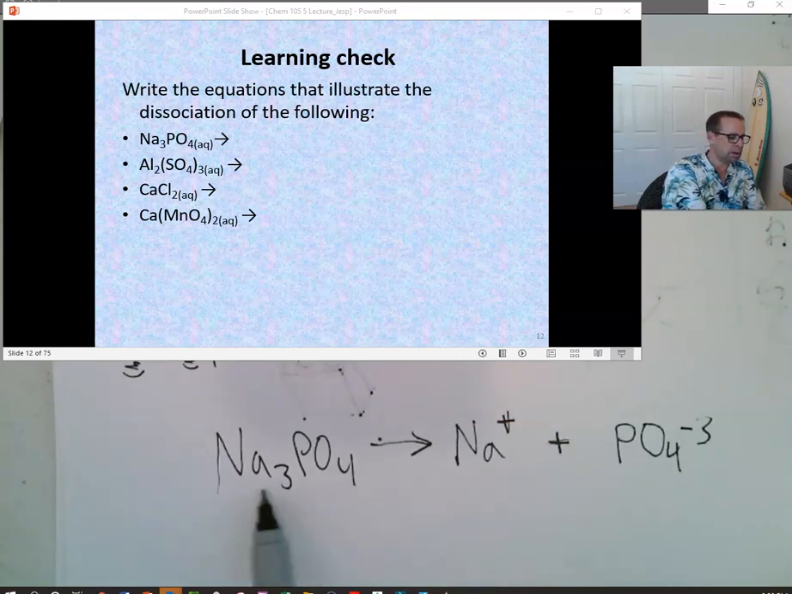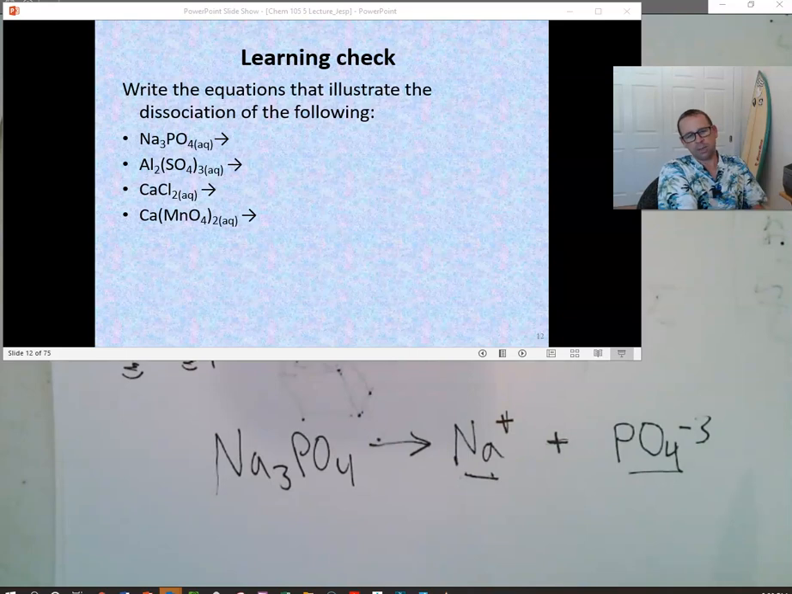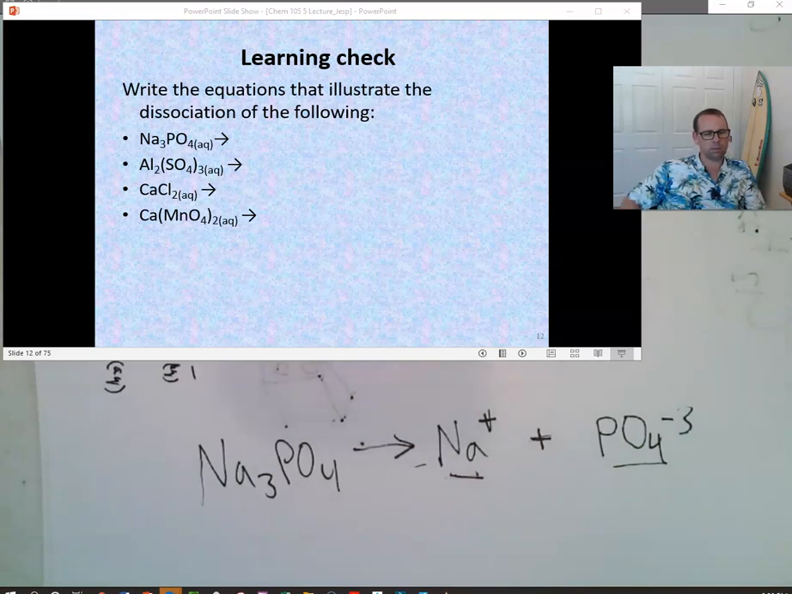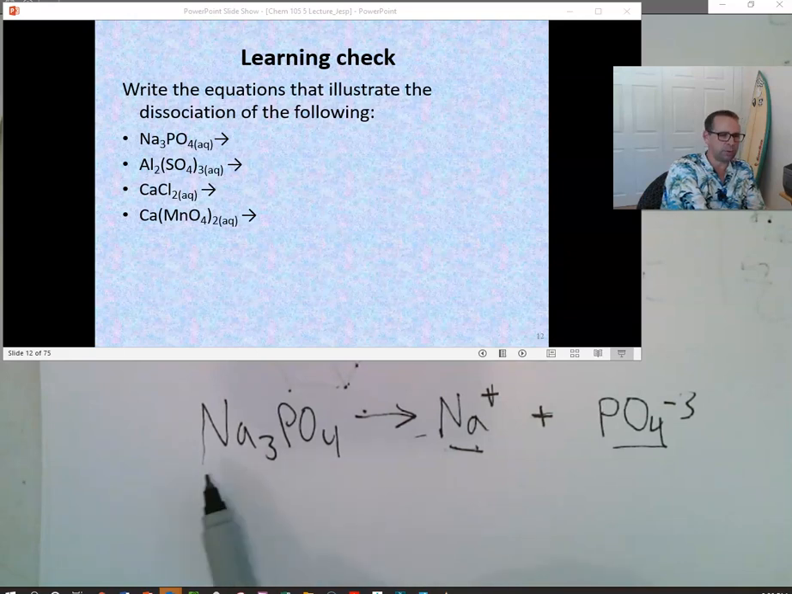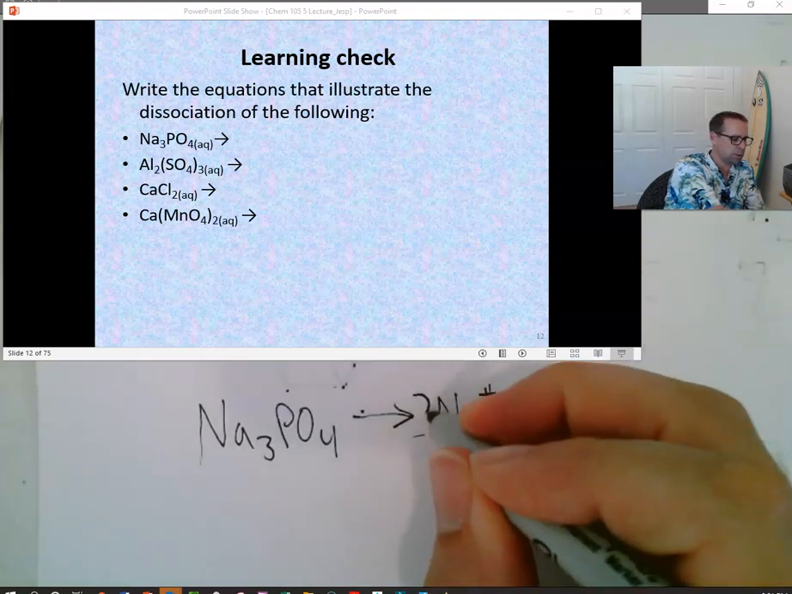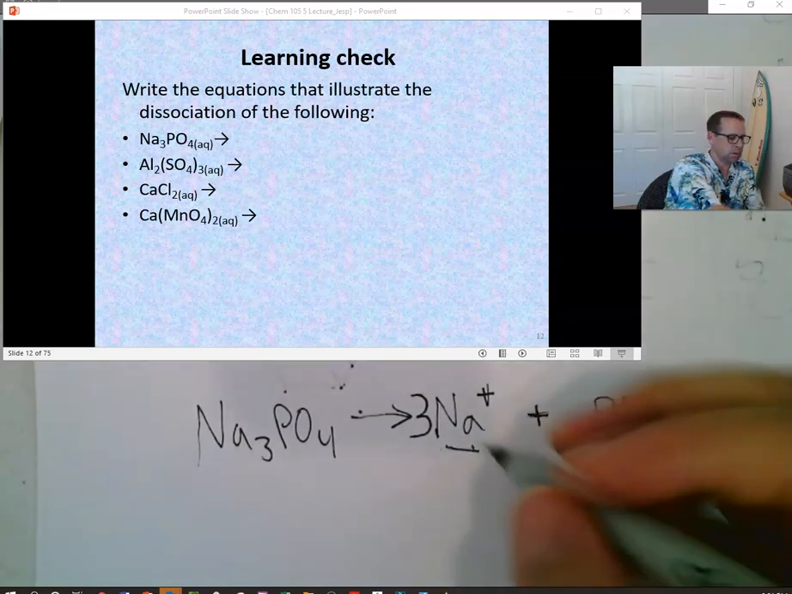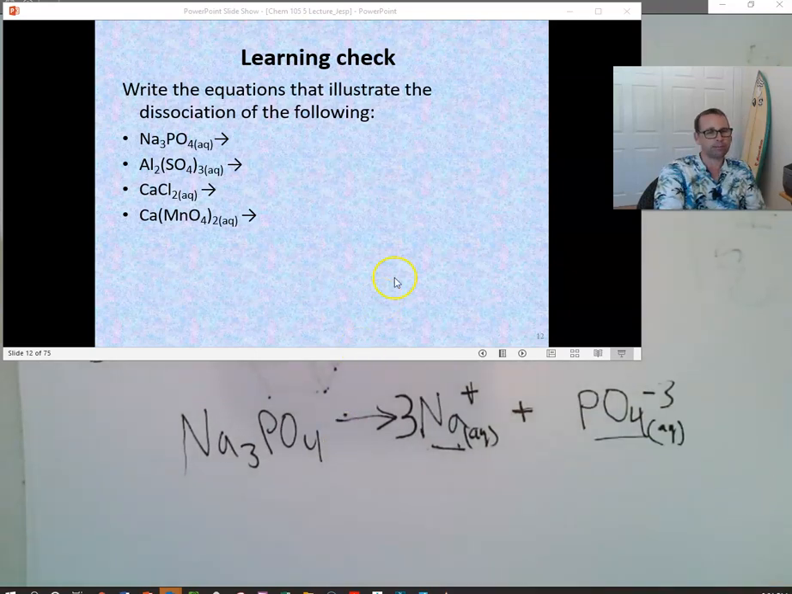Excellent. So what we have here is the sodium phosphate dissociating into 2 ions, or 2 different kinds of ions. But now I need to make sure I have the right number of ions. Do I need a coefficient in front of either one of these ions? How many sodium ions do I have over here before it dissociated? 3. So I need to make sure I have 3 over here. So I'm going to put a 3 in front of there, because I have 3 sodium ions. Once this dissociates, I have 3 sodium ions and 1 phosphate ion. And then it's nice to write the aqueous like that. Okay? Very good. So let's do the next one.